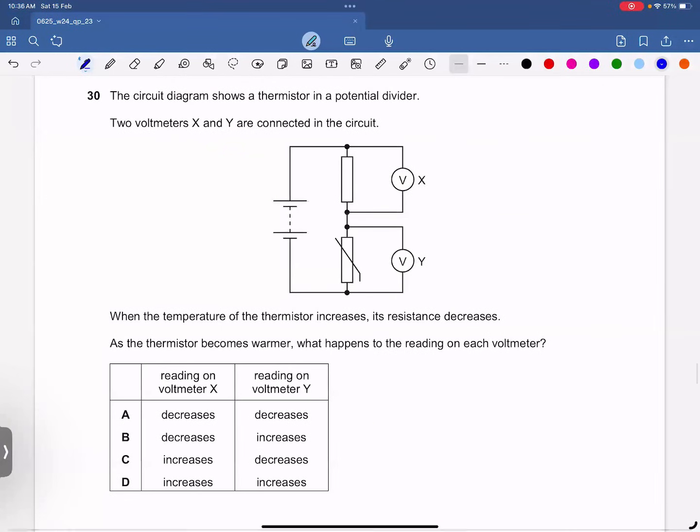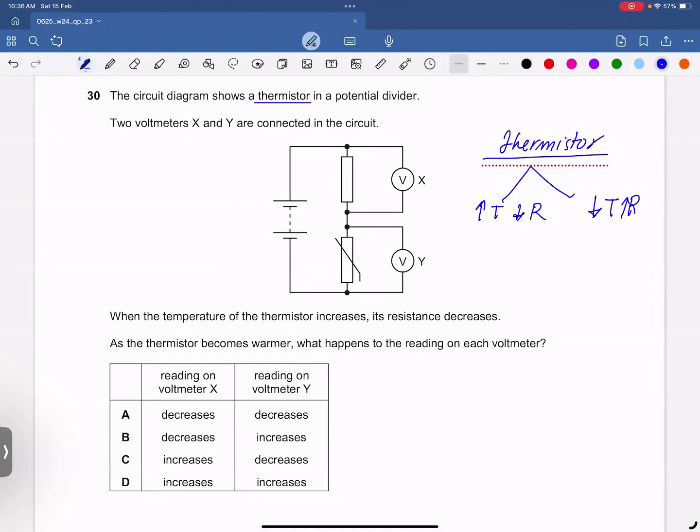The diagram shows a thermistor in a potential divider. Before we read the question, you need to know the thermistor's operation. Thermistor, my dear, if there is more temperature, its resistance decreases. If there is less temperature, its resistance increases. Okay, when temperature increases, stop here. So when temperature increases, the resistance of the thermistor will decrease.